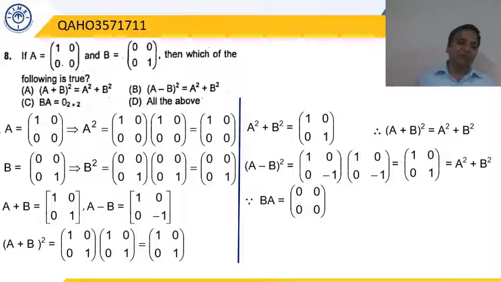On checking the third option, BA, when you multiply matrix B with matrix A, you get a null matrix. That is also true. So just to be sure, we check the third also. So option A is correct, option B is correct, option C is correct. So we have to mark choice D. Choice D says all are correct. All options are correct in this case.